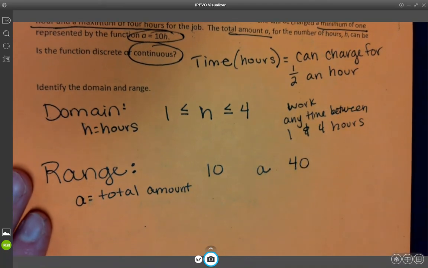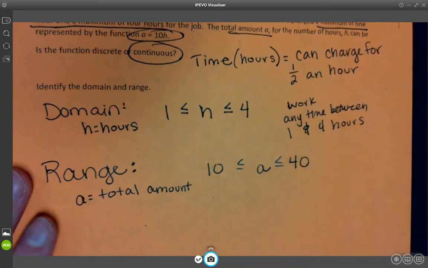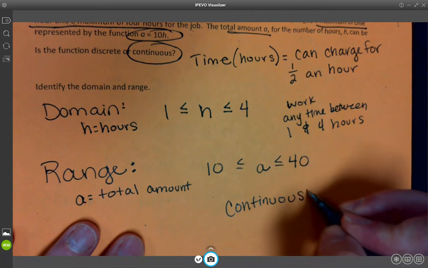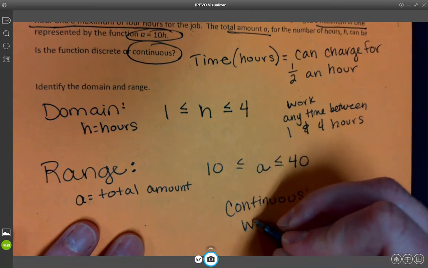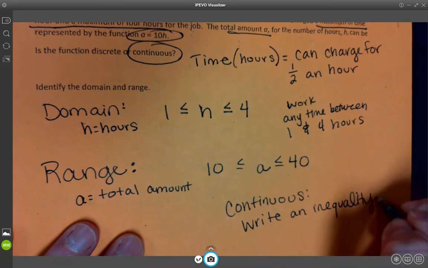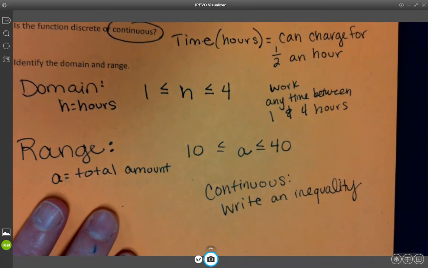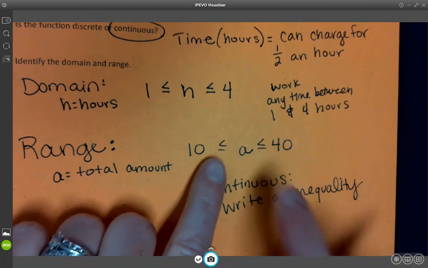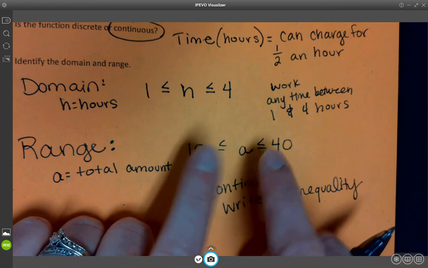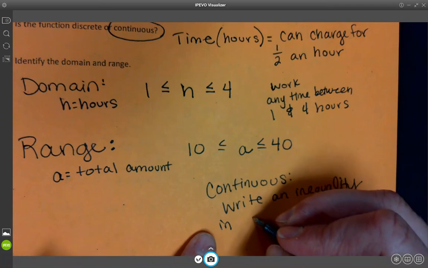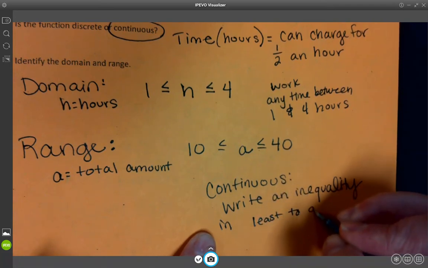So A is less than or equal to 40. Those are your domain and range. The important thing here is that continuous is written as an inequality, and it will always be less than or equal to. The reason we use less than or less than or equal to is because we write it in order from least to greatest, kind of like our other ones.